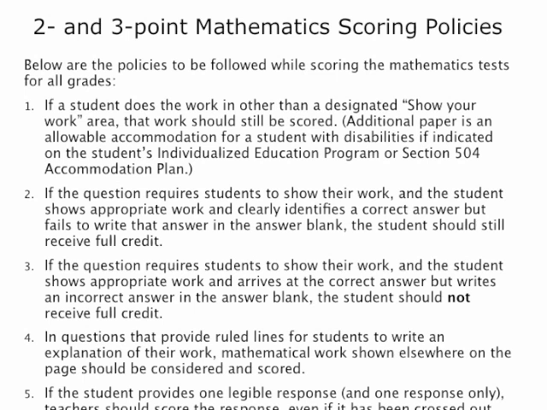Number 4, in questions that provide ruled lines for students to write an explanation of their work, mathematical work shown elsewhere on the page should be considered and scored. And policy 4 is modified from the previous policy where work outside the ruled lines would not have been considered. And number 5, if the student provides one legible response and one response only, teachers should score the response even if it has been crossed out.